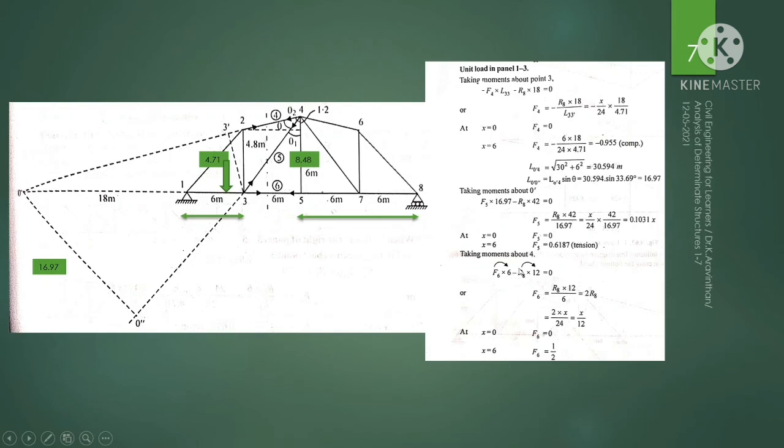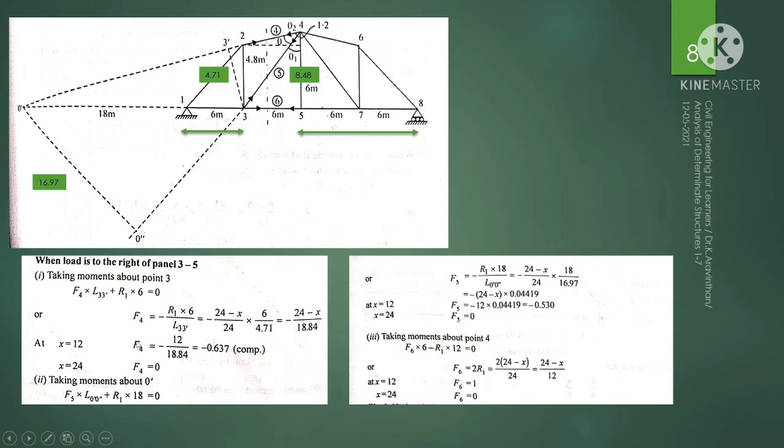Further, if you want to find F6, take it outside, and you will be getting 2 into R8, and you know R8 is x by 24. Substitute the limits, that is for 0 and 6, you will be getting 0 and 1 by 2. Now let us find for the right hand side portion.